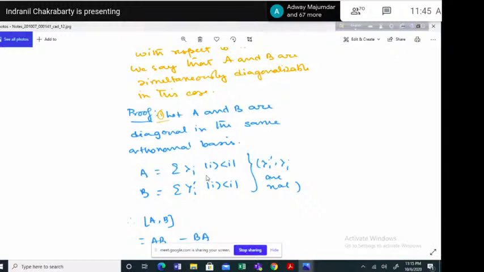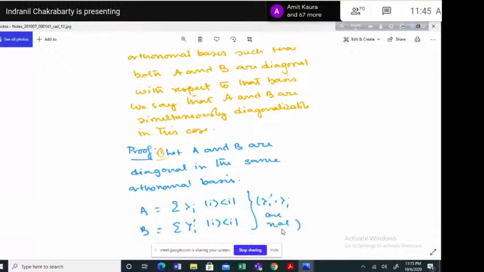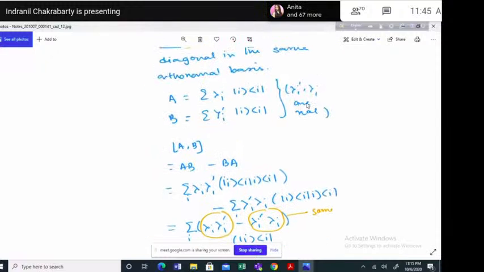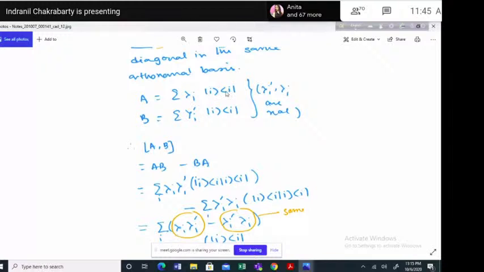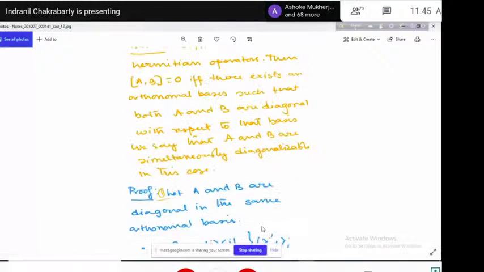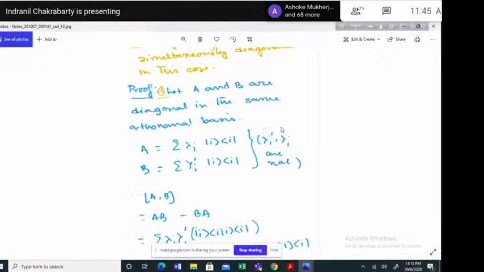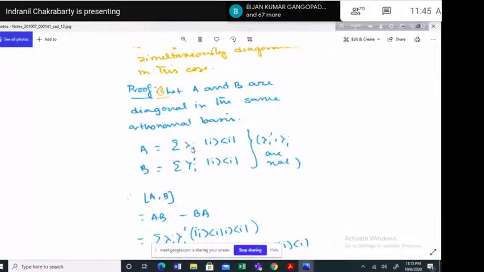Since it is diagonal, we can write A as the sum of lambda_i |i><i|, and B as the sum of lambda'_i |i><i|, where lambda_i and lambda'_i are real, because we know that A and B are Hermitian operators, so they will be diagonal in their eigenbasis.